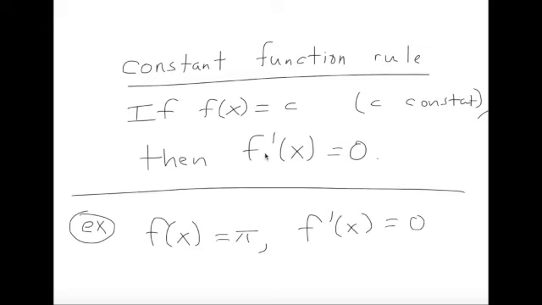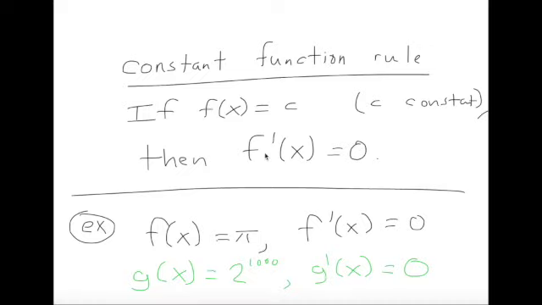Of course, there's nothing special or sacred about this letter x for a function. So what if g of x is equal to 2 to the 1000? Well, there's no x. 2 to the 1000 is just a number. So g prime of x would be equal to 0.